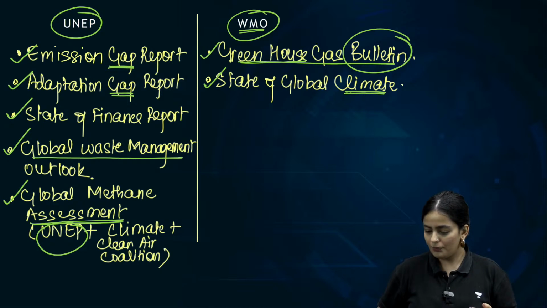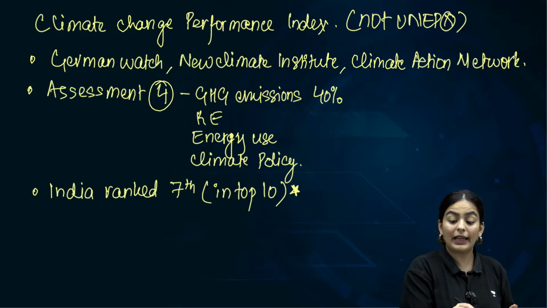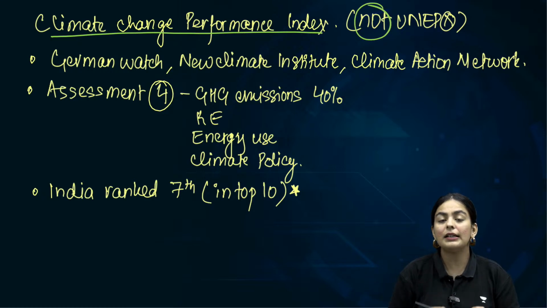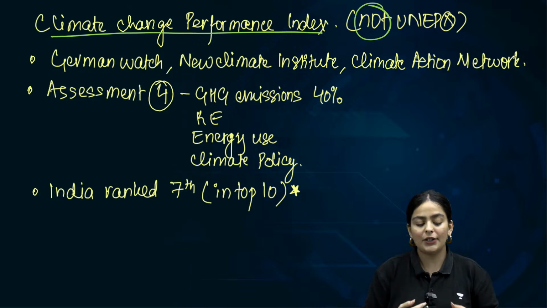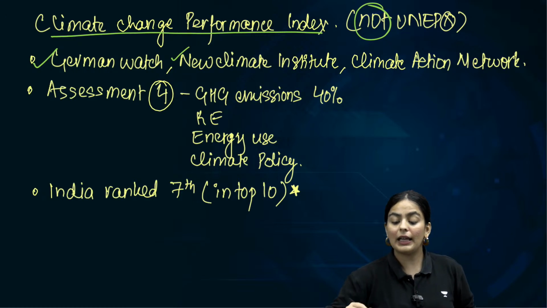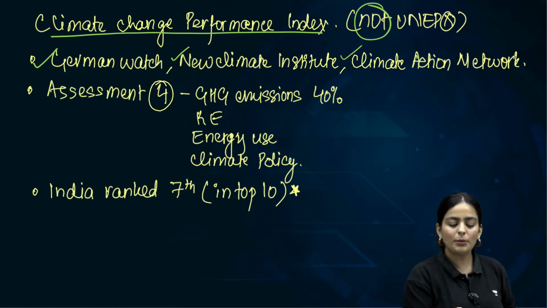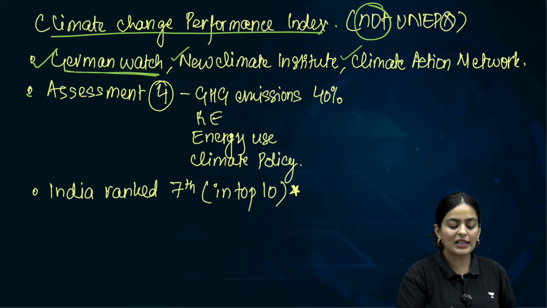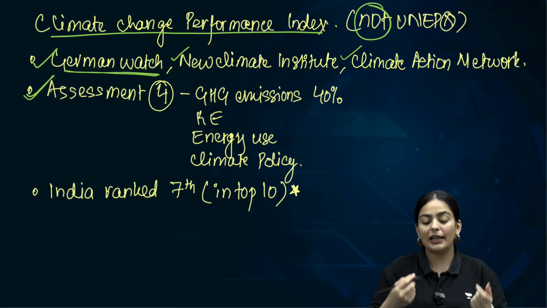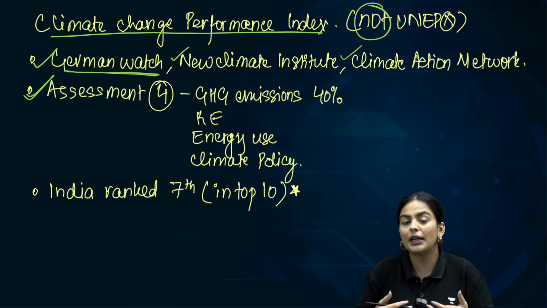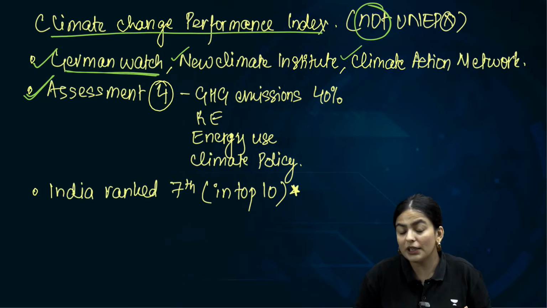All right. So with this, let's come to the Climate Change Performance Index. Important to note, not UNEP. It is released by 3 environmental NGOs, which are German Watch, New Climate Institute and Climate Action Network. Even if you remember German Watch and not UNEP, it will be sufficient. What is the assessment based on? To check climate change performance. How ready are you? What are you doing in terms of adaptation? What are you doing in terms of restricting climate change? What are you doing in terms of renewable energy generation?